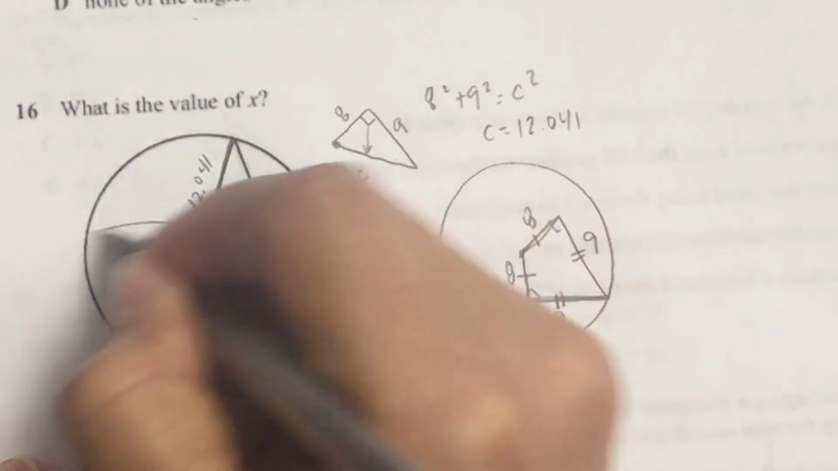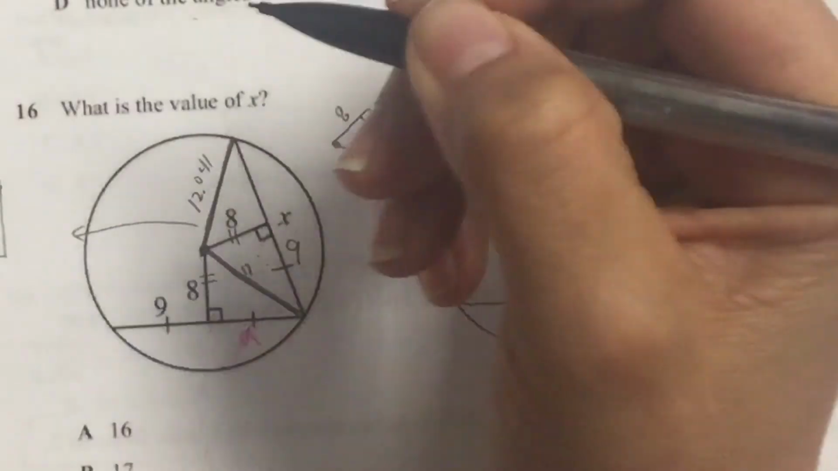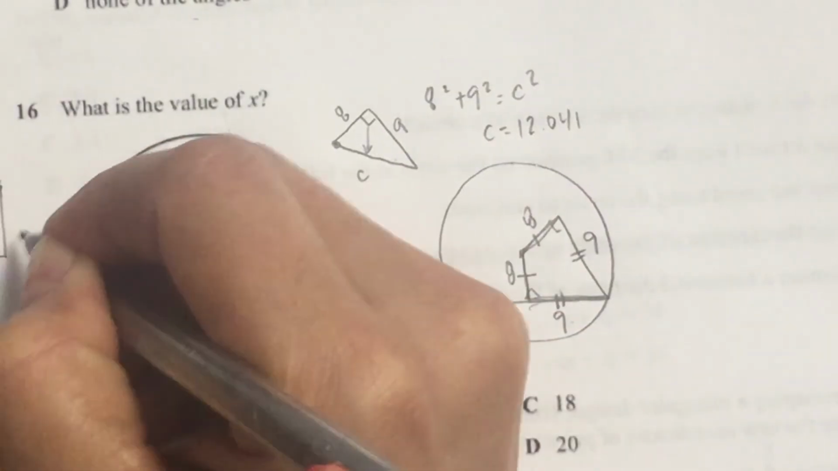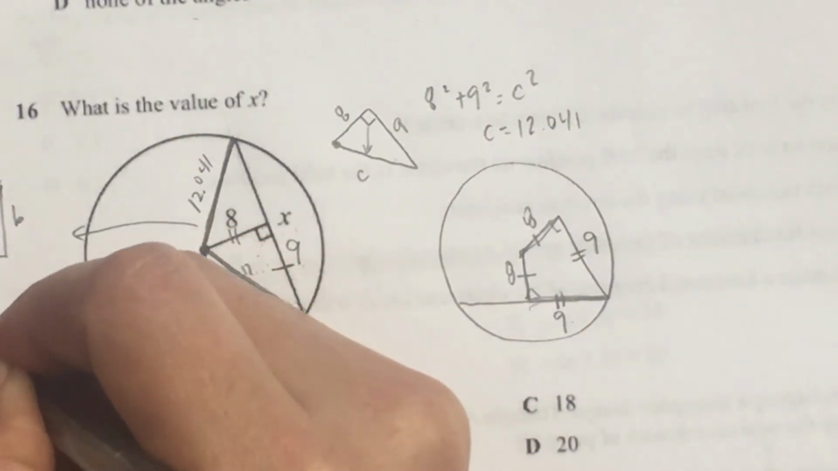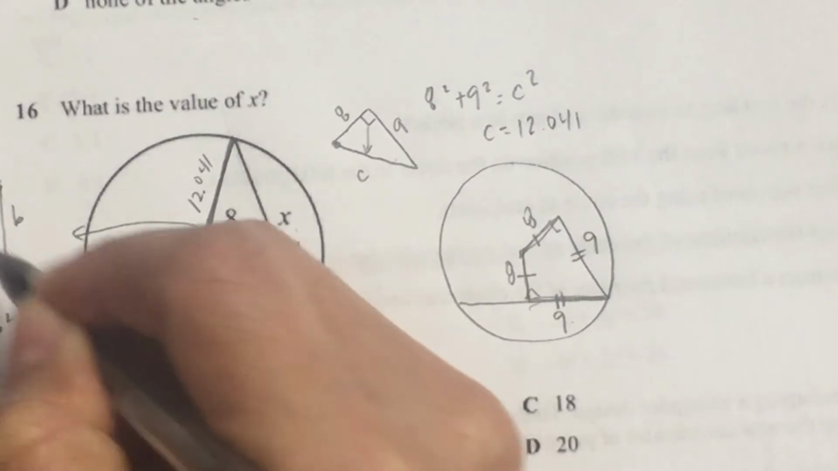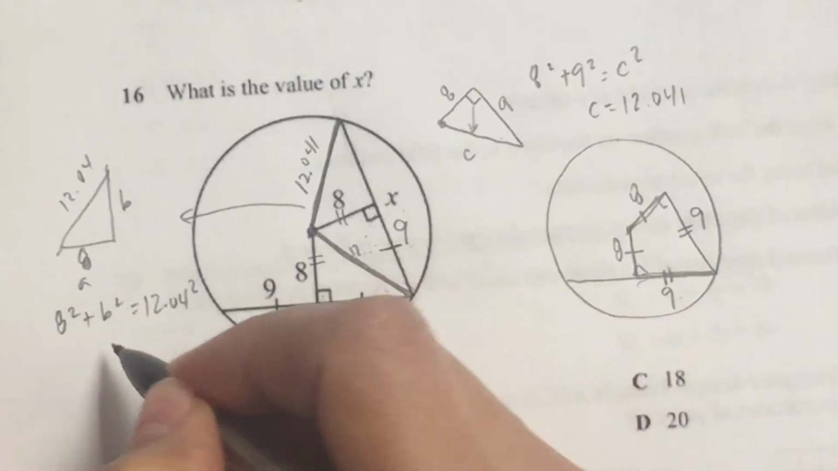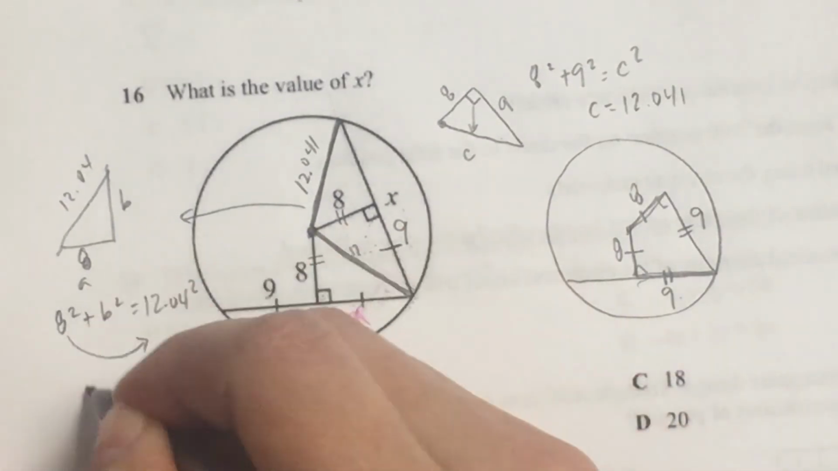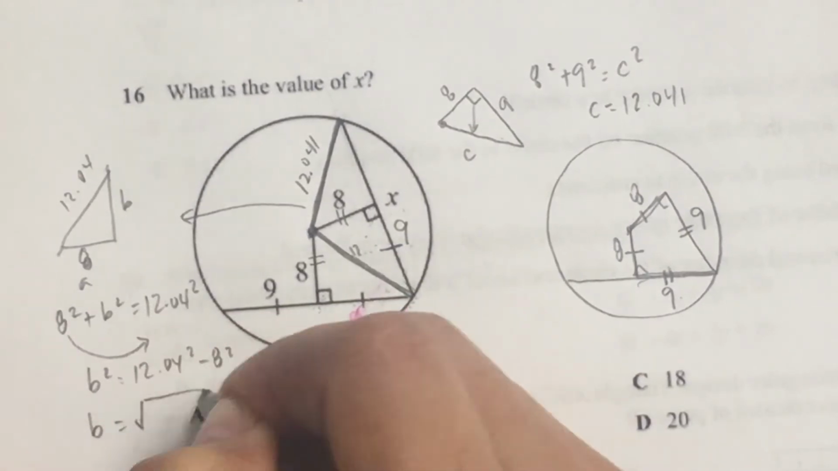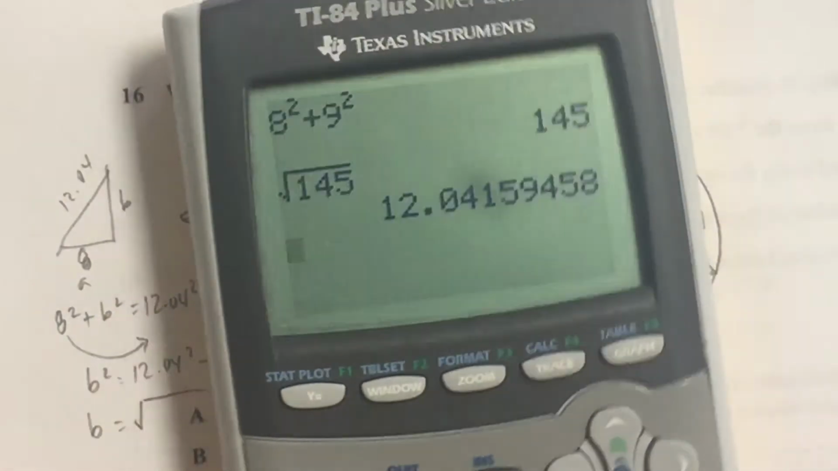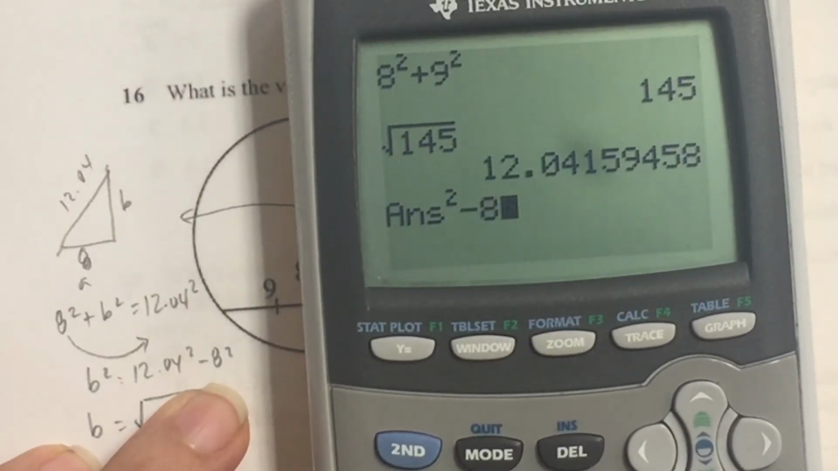And I can use the Pythagorean theorem on that triangle. So this triangle, I have this, 12.04, it's 8. And I can find this. Let's call it B, that's A. So again, A squared, 8 squared, plus B squared, I don't know, equals 12.04 squared. Then go ahead and subtract 8 squared. So B squared equals 12.04 squared minus 8 squared. So B is equal to the square root of whatever that is. I'm going to leave it in the answer and square it, and then subtract the 8 squared.